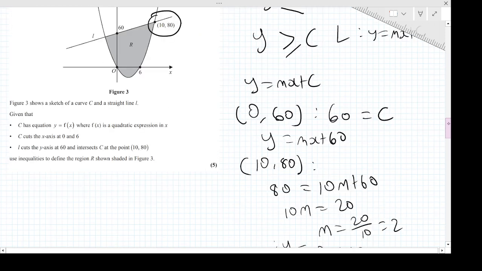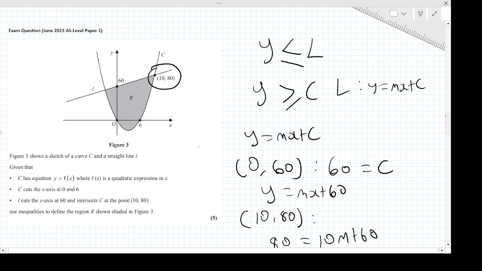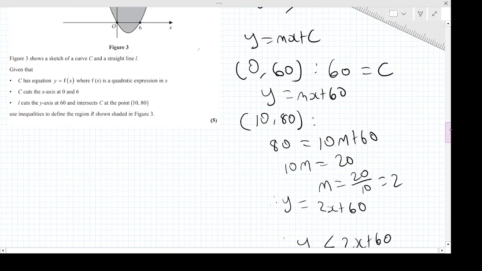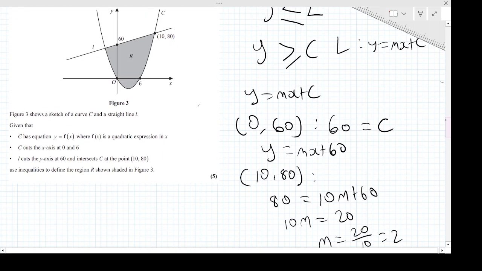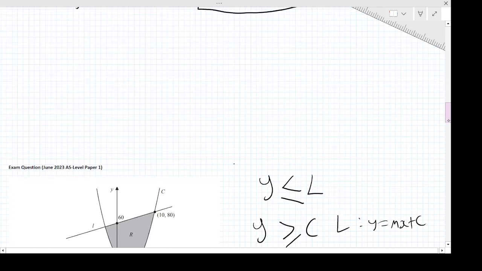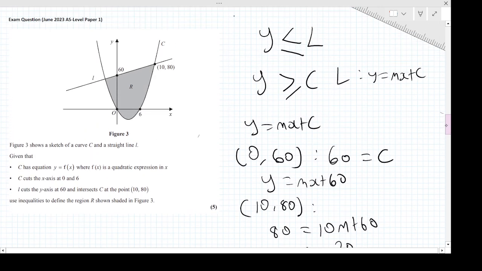Then we need to find the quadratic. This is a bit complicated, but we did look at examples when we looked at modelling the quadratics. We looked at various exam questions where we needed to find a quadratic expression. It's the same sort of idea again. So we need to work out the quadratic, because we can't just say y greater than or equal to c. That's generic, that's not specific. We need to find exactly what the curve is.